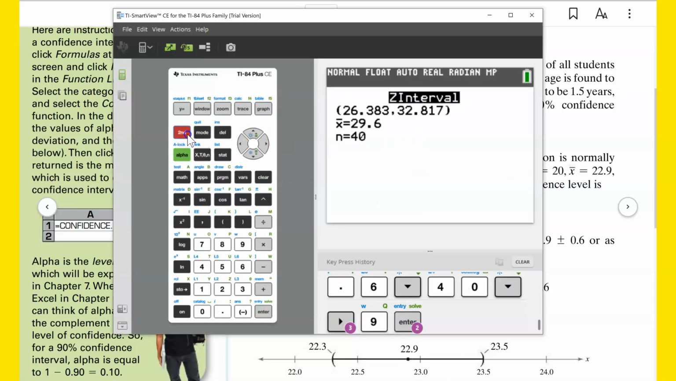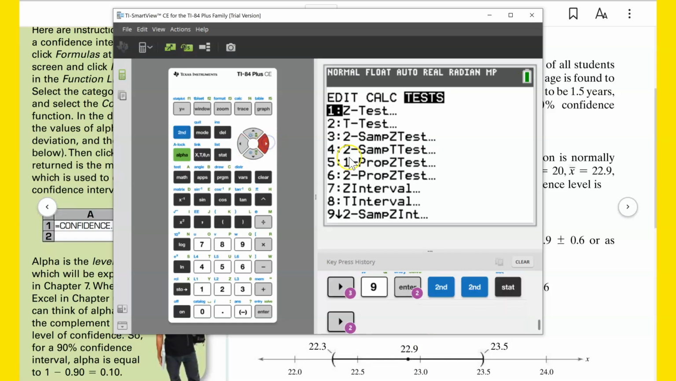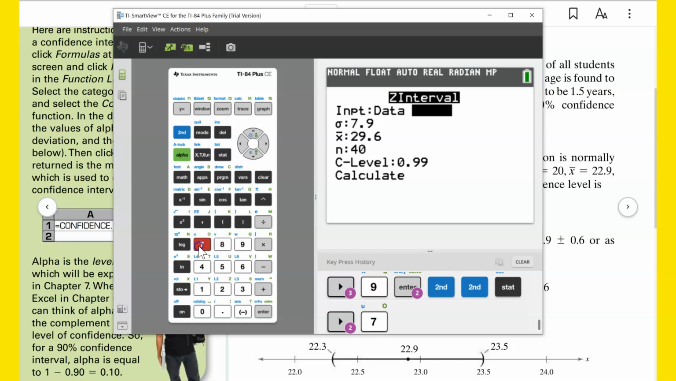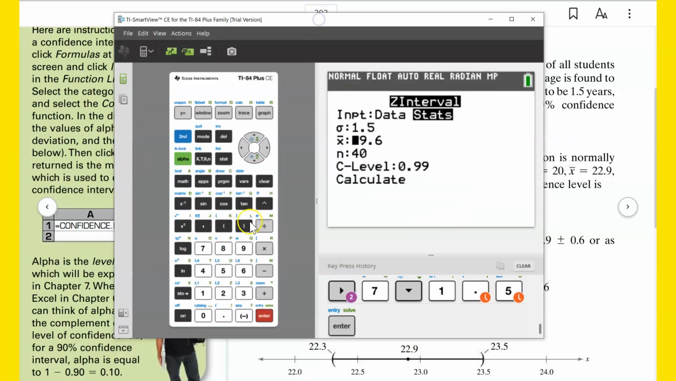I would just go stat. Click over to tests. Z interval, option 7. I don't have data this time. I just have the stats from the data given to me in the problem. The sigma, it says, was known to be 1.5. The mean was 22.9. That was the mean of the sample.